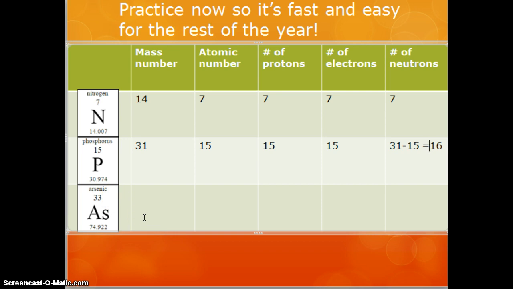What's the mass number? Atomic number. How many protons? How many electrons? How many neutrons?